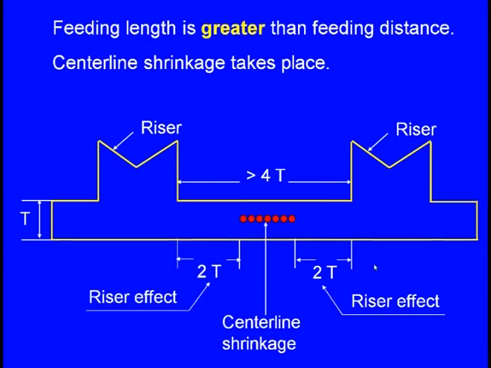That is how a shrinkage, what is a cavity, will take place. So, we will call it the center line shrinkage here also. So, this is the center line shrinkage. Ways to increase the feeding distance.